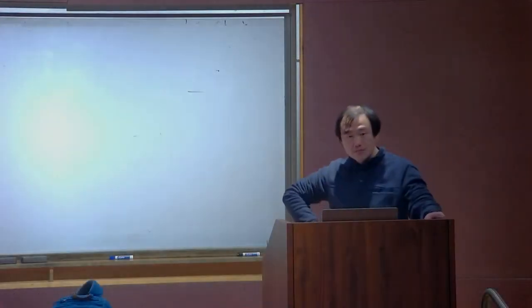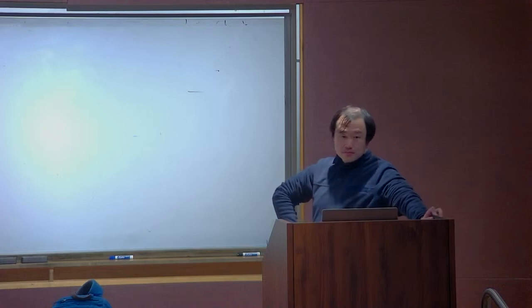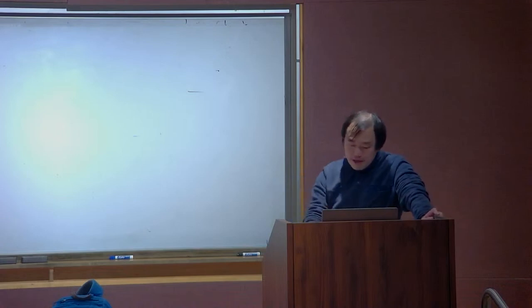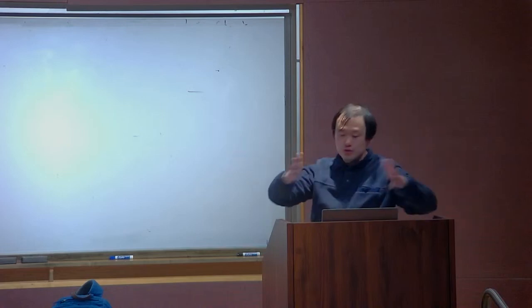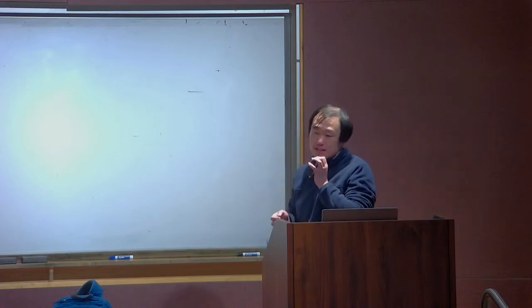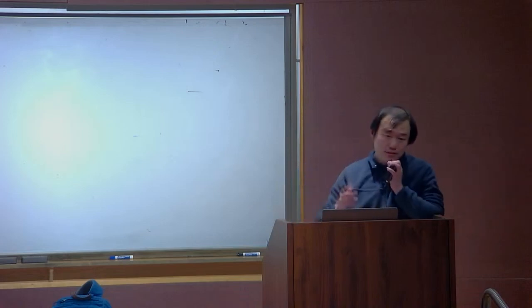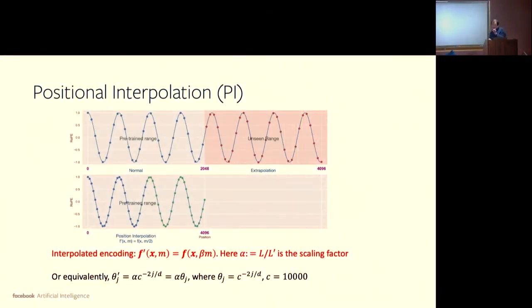What do you mean by interpolation and extrapolation in this language model? What that means is very simple. You start with, for example, a window of 2K. 2K means that for each token, you first assign a position index, from 0 to 2K minus 1. And then given the index, you can compute their positional encoding.